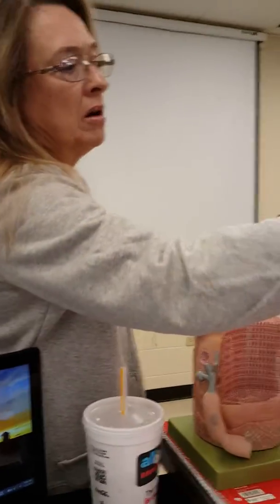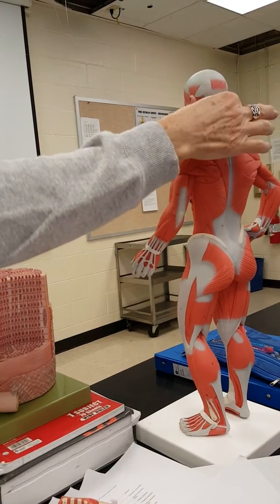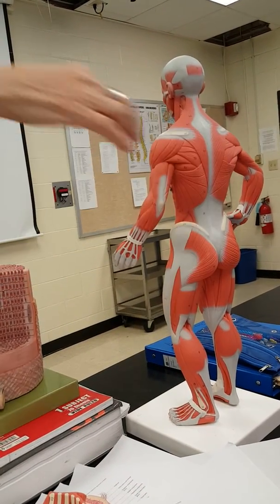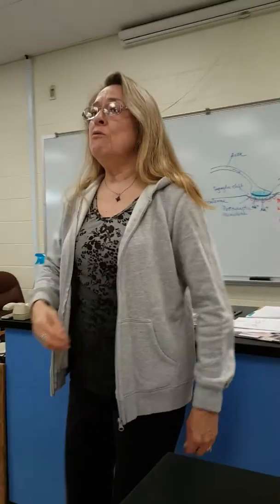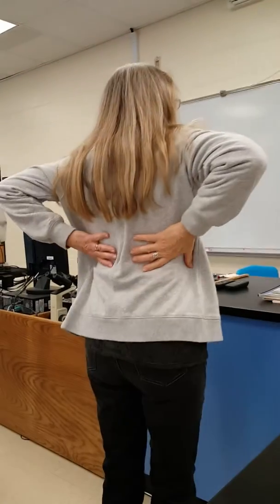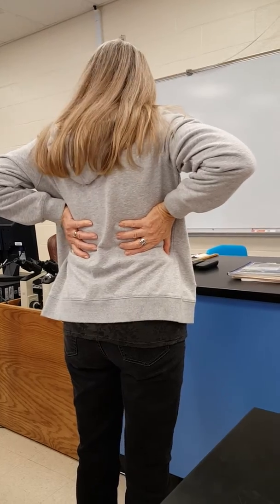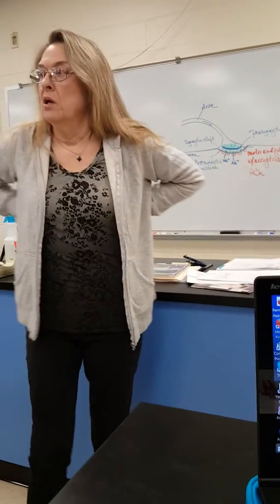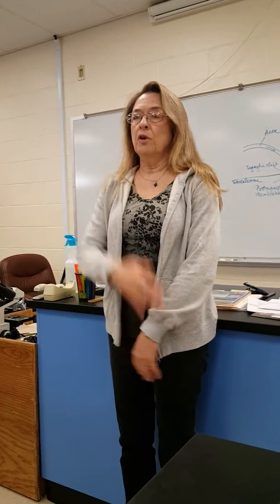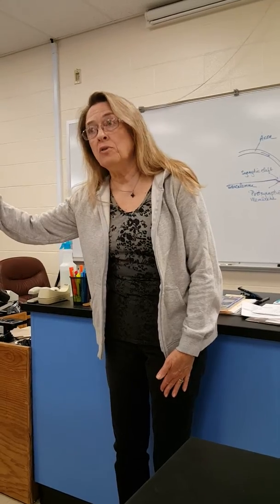Deltoid, so it's just these three? Yes. Here, here, and right down the middle. Below that, we have some really big muscles that go across the back here. What are those called? Latissimus dorsi. Say it. Latissimus dorsi. So they're going laterally, aren't they, on the back?